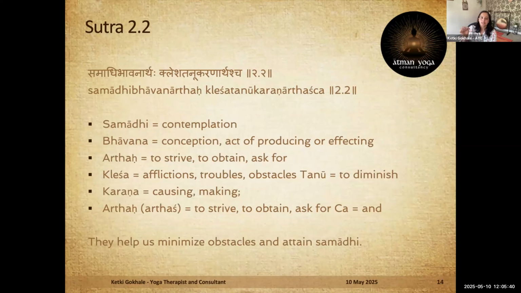Why we are doing it? Samadhi bhavanartha klesha tanukaranarthascha.